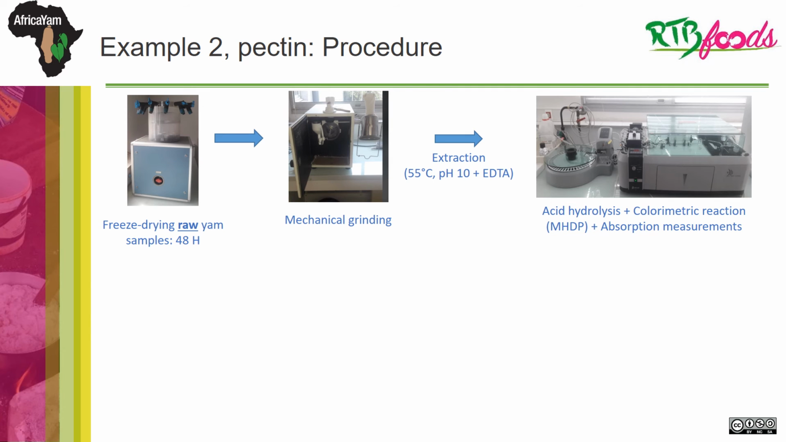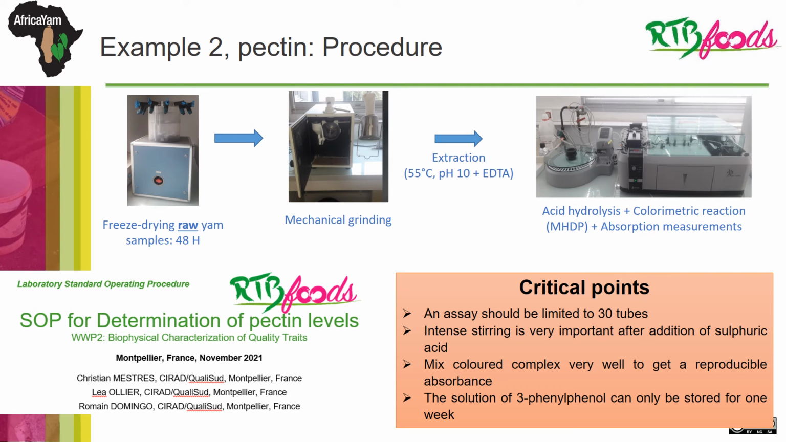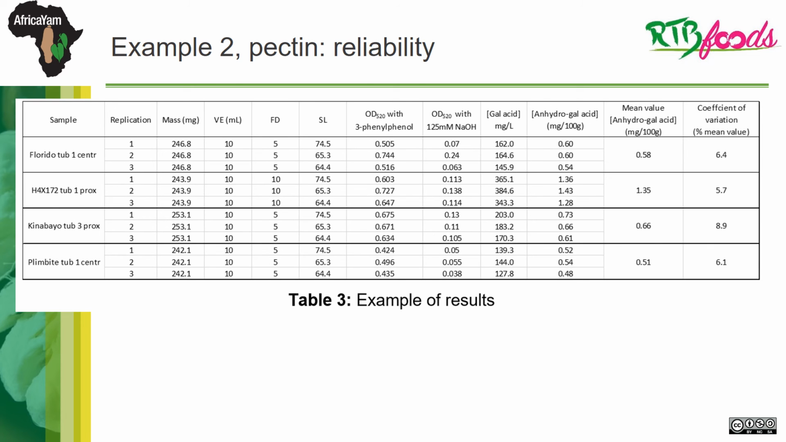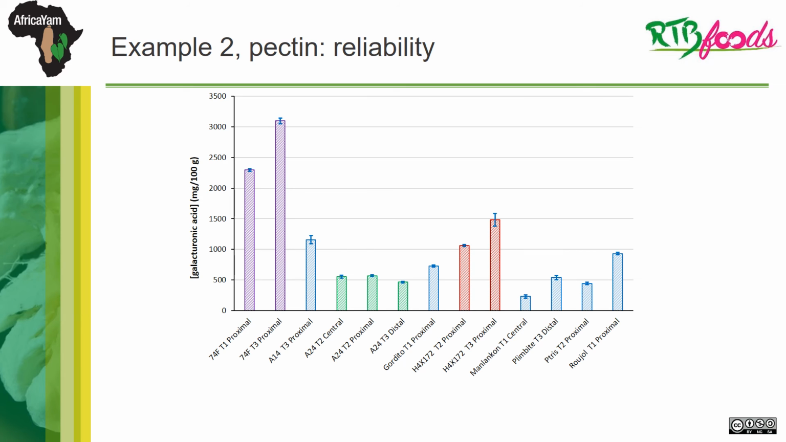pre-hydrolysis acid hydrolysis. We wrote the SOP, and there are several critical points which you have to be very aware of to obtain very good pectin results. So if you follow the procedure, you can have quite good results, and we show, for example, for 4 cultivars, 3 replications on these 4 cultivars, and you can see that the coefficient of variation between measurements is less than 10%, and you obtain a quite good discrimination between samples.